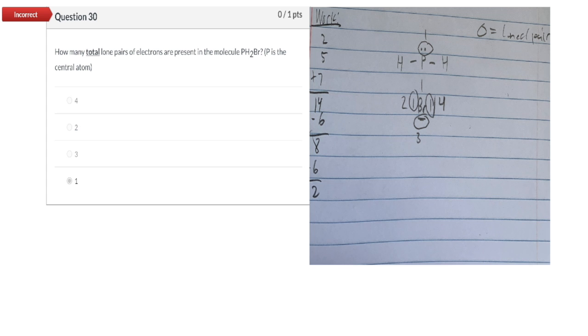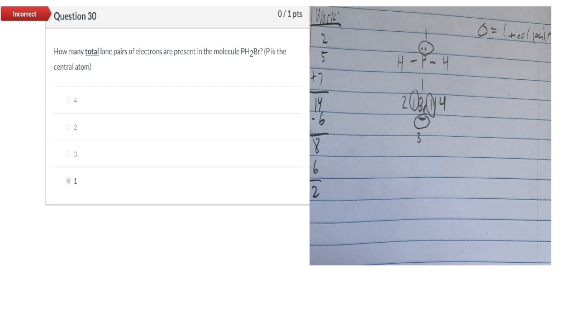So the question is asking how many total lone pairs of electrons are present in the molecule PH2Br. P is the central atom. So to answer this question, we first need to know what a lone pair is. A lone pair is a group of 2 electrons around an element that isn't connected to anything. So the first step is to draw a Lewis dot structure for the molecule.